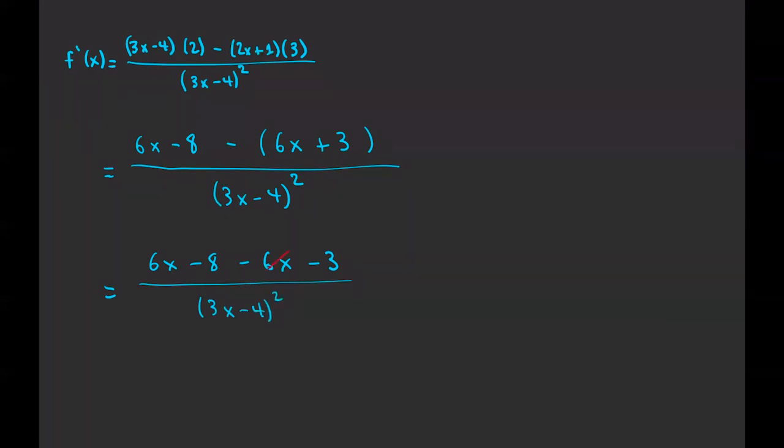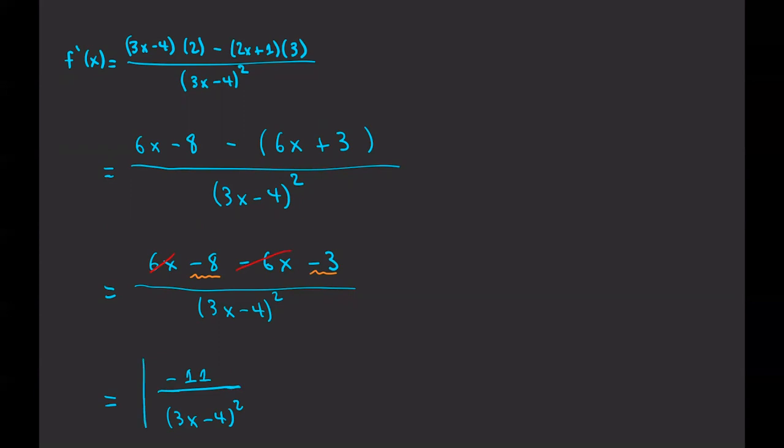And now I see here that these 6x's cancel, and my minus 8 and my minus 3 will combine. Oops, sorry, erased a little incorrectly there. Let's put that back in. There we go. Those 6x's are gone. So minus 8 minus 3 would be negative 11 over 3x minus 4 squared. That's after my 6x is canceled.